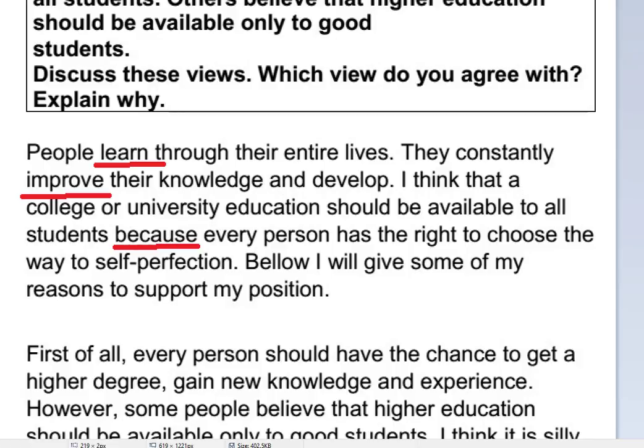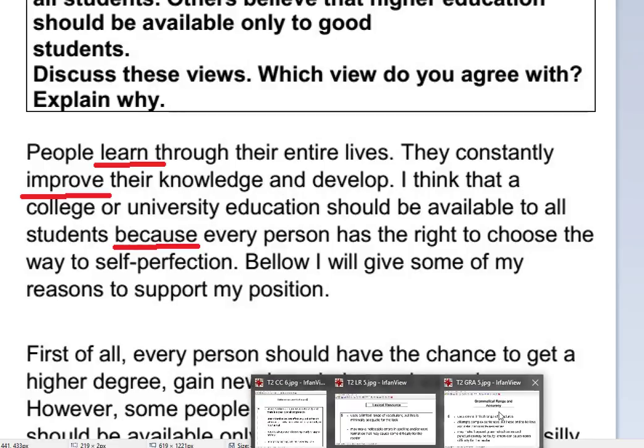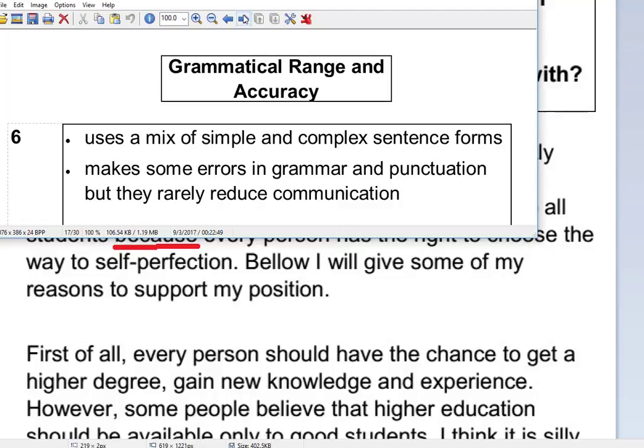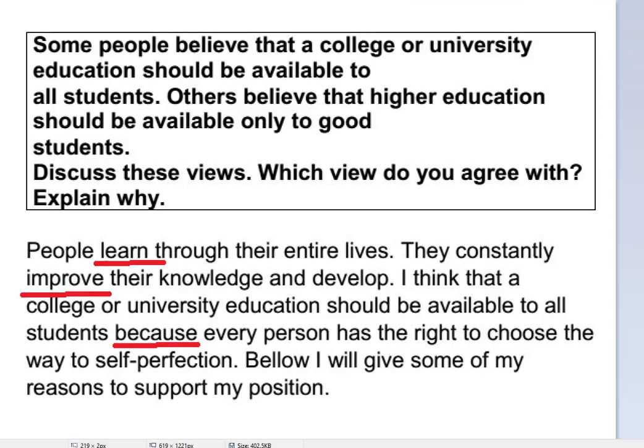So we can't say that the compound sentences, those are not complex sentences, they're compound though, are less accurate, and there aren't frequent grammatical errors. So 6 is probably a good score, fair score. Big problem here, discuss these views. That wasn't done. Biggest problem is with the task response.